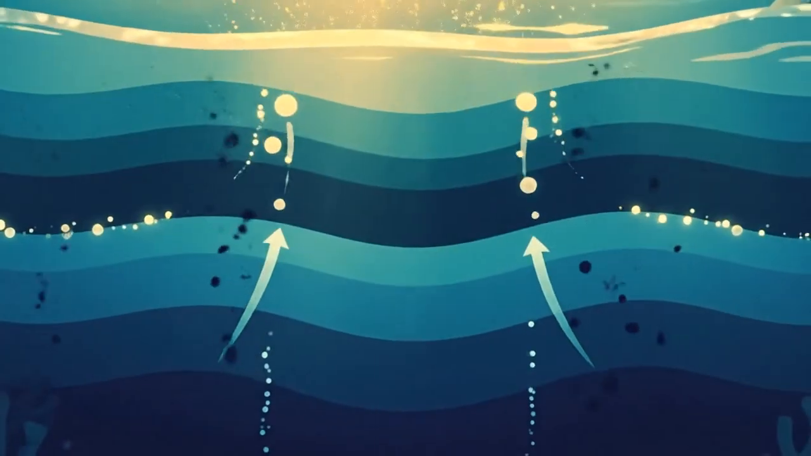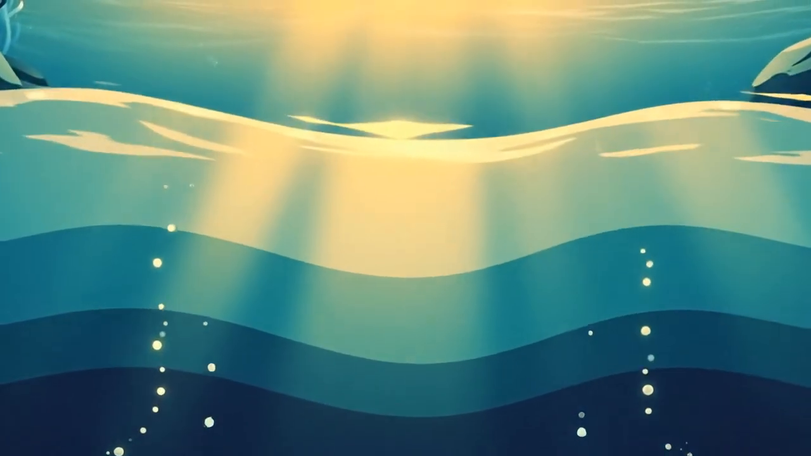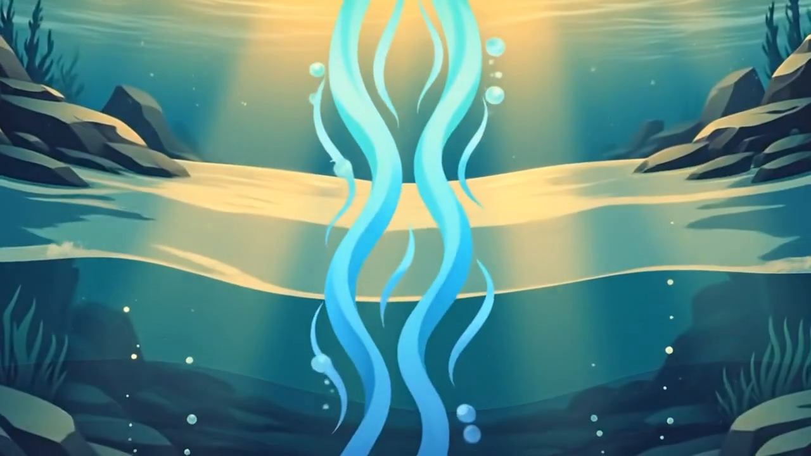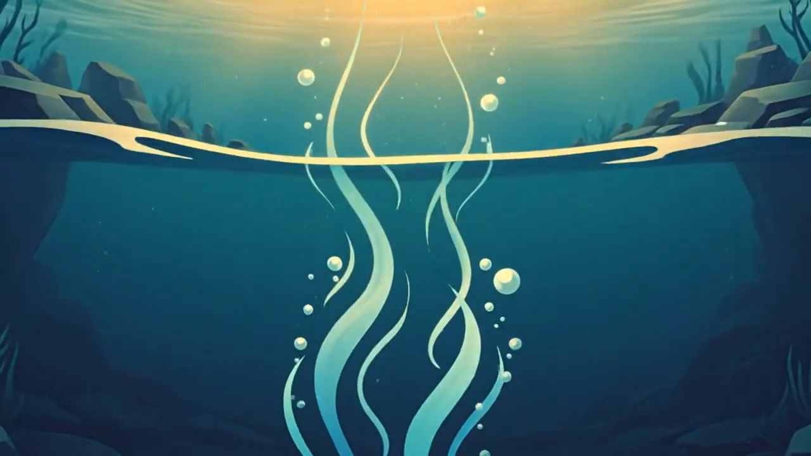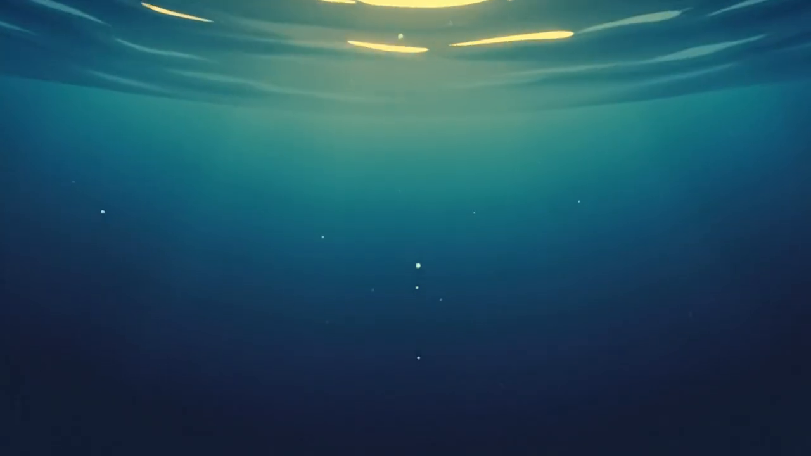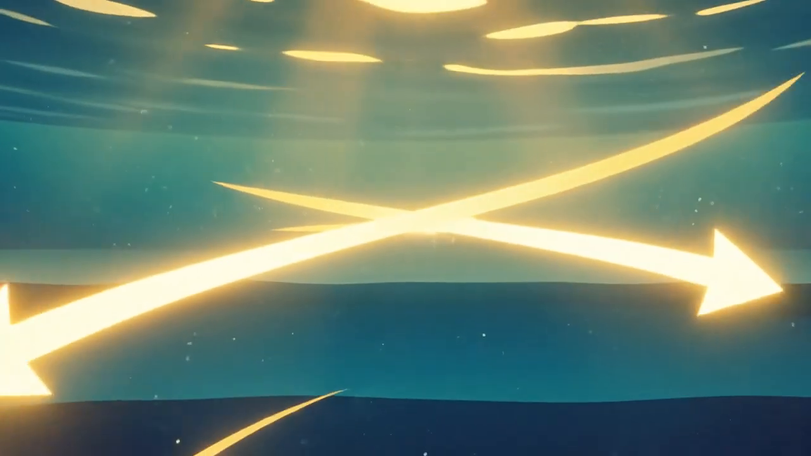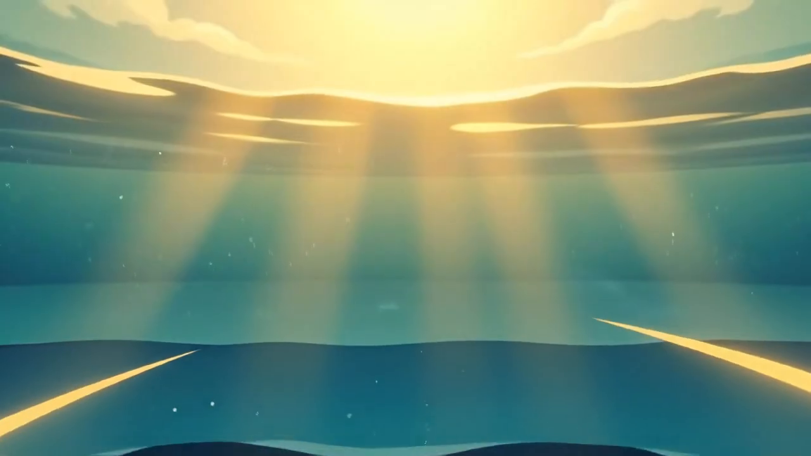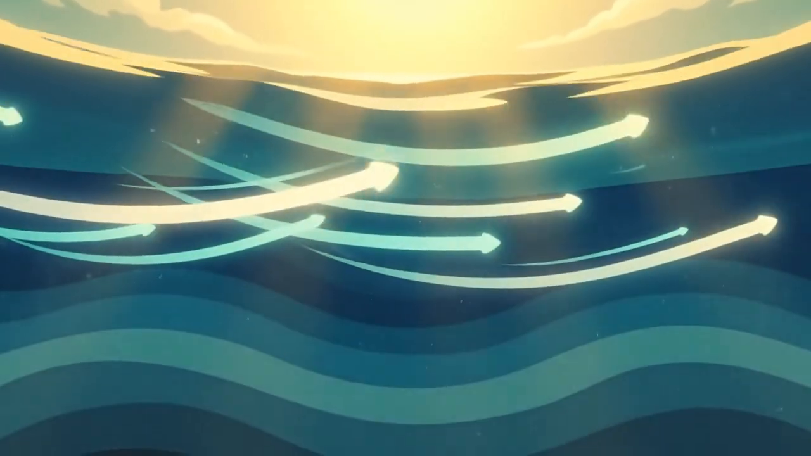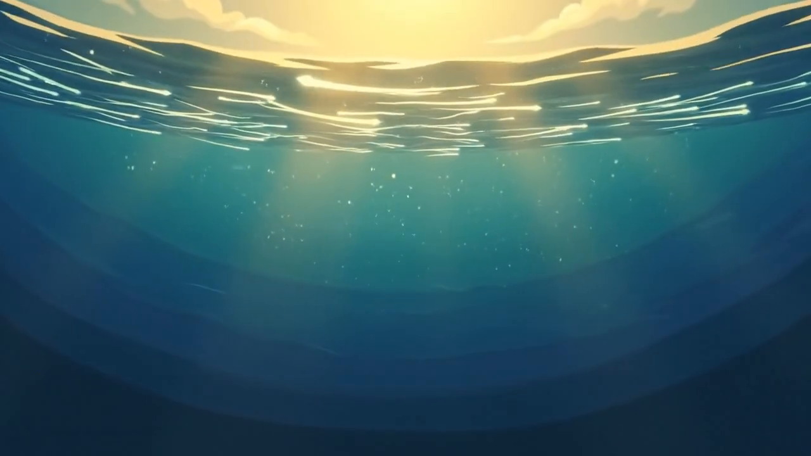Differences in temperature and salinity create density layers. Lighter water floats above denser water, forming stable stratification. Mixing requires energy, from wind, waves, or currents, and that energy is often insufficient to overcome the density barrier. The result is a layered ocean, with slow exchange between surface and deep waters. When this balance shifts, the consequences can be global.